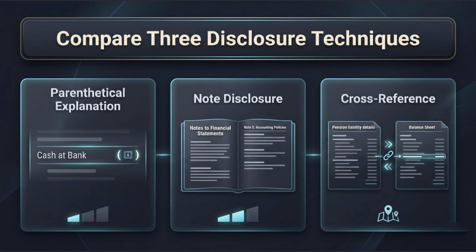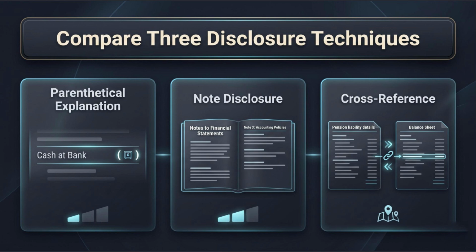Short answer 2 asks you to compare three disclosure techniques: parenthetical explanation, note disclosure, and cross-reference. For each technique, explain what it is and when it is most appropriate. This is not a copy-the-definition question. It is asking whether you can choose the right communication tool.